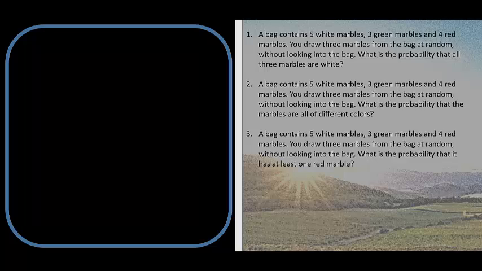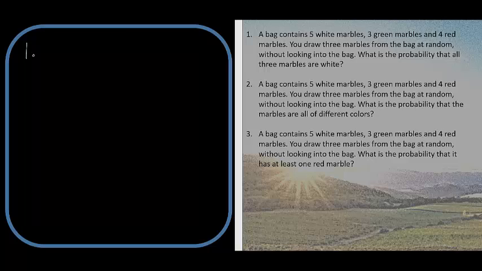Probability concept. Now we'll be working on a few questions where combination is the main part. The first question says a bag contains 5 white marbles, 3 green marbles and 4 red marbles. You draw 3 marbles from the bag at random without looking into the bag. That's called random. What is the probability that all 3 marbles are white? So how do we approach this problem?